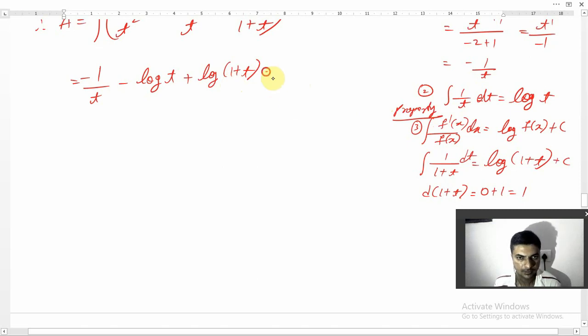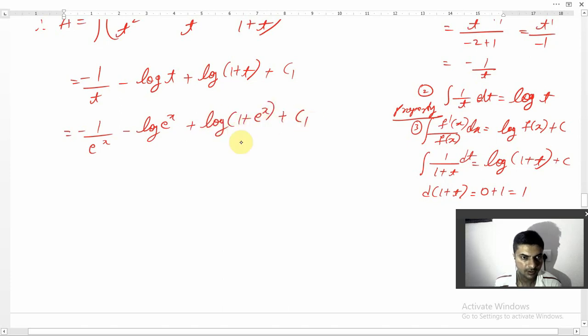So next is plus our integration constant c1. Now I am going to substitute what we have taken t. So let us simplify this quickly. So this will give you minus 1 upon e raised to x, we have taken minus log of e raised to x plus log of 1 plus e raised to x plus c1.